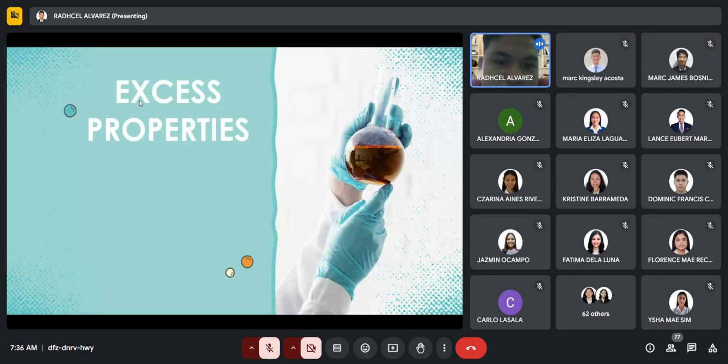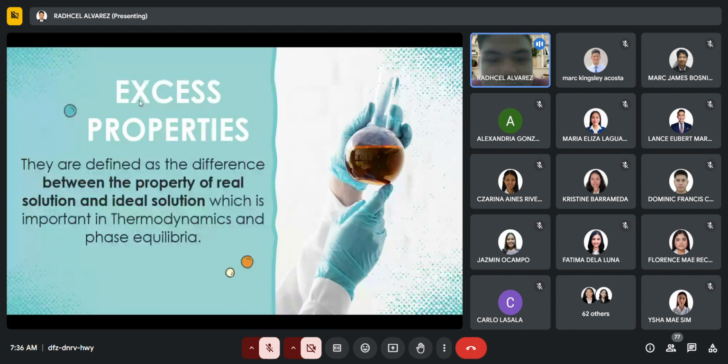Continue with the excess properties. So just like what I have said a while ago, so when we say excess properties, we are dealing with the difference between your actual property and your ideal. Again, this is the difference between the property of your real solutions, particularly the deviations of the properties of the solution. We are talking about its excess properties.